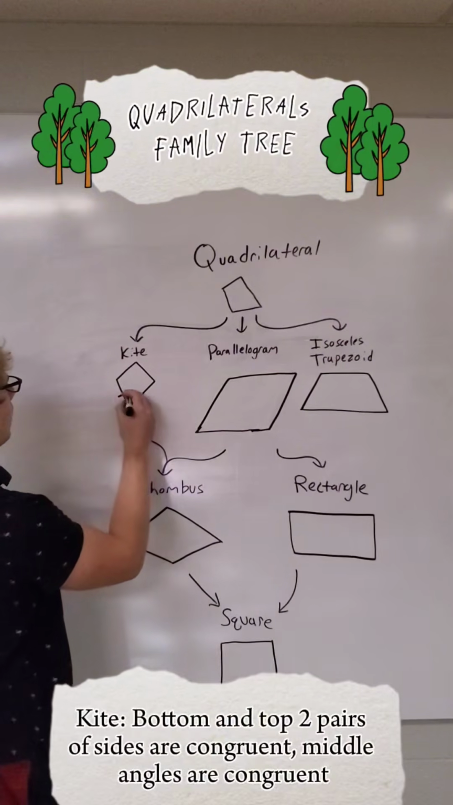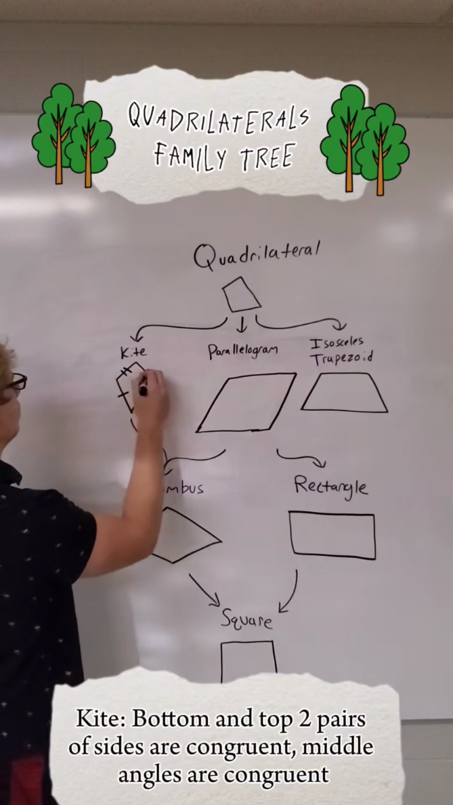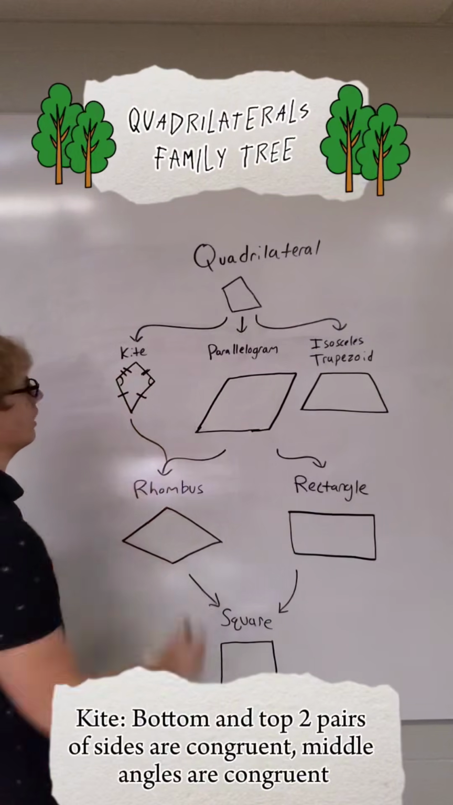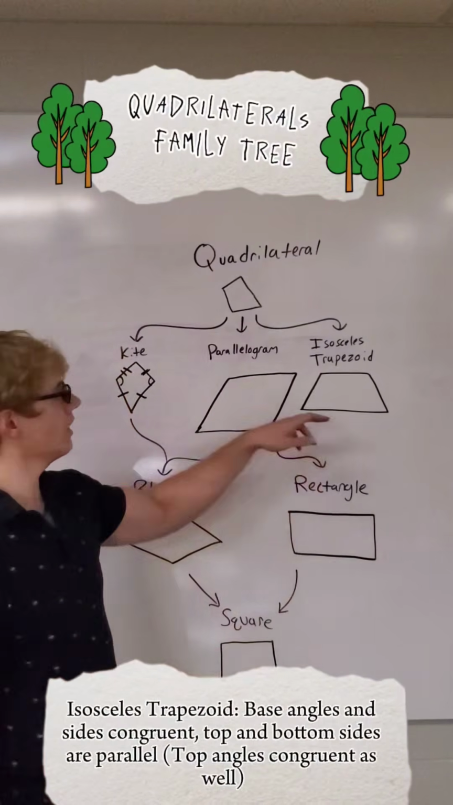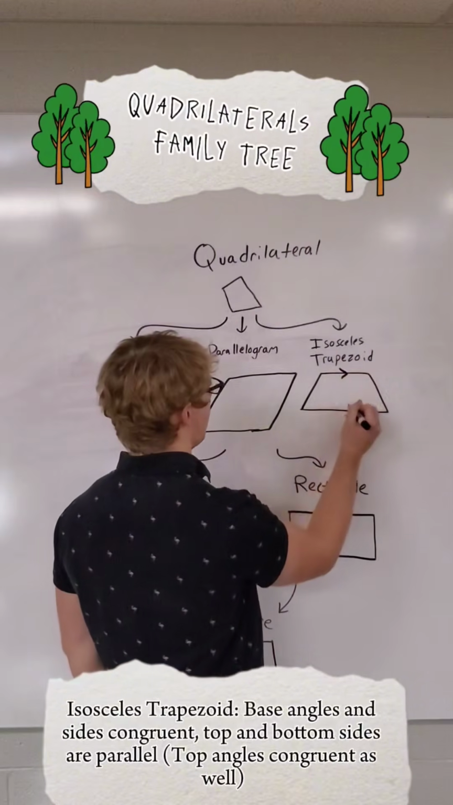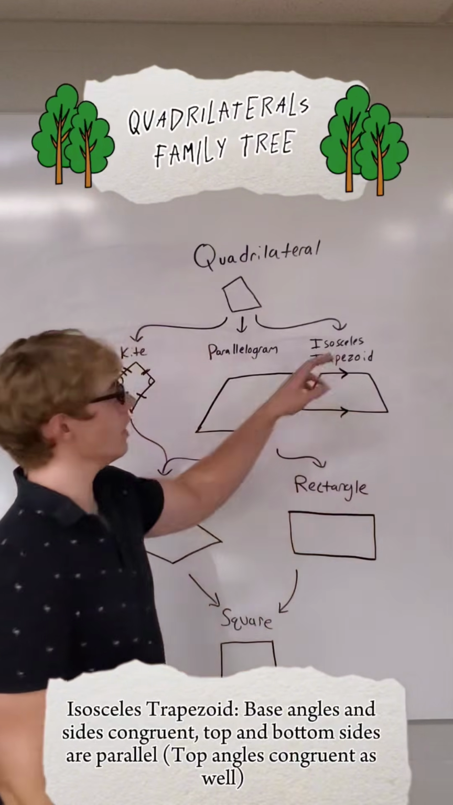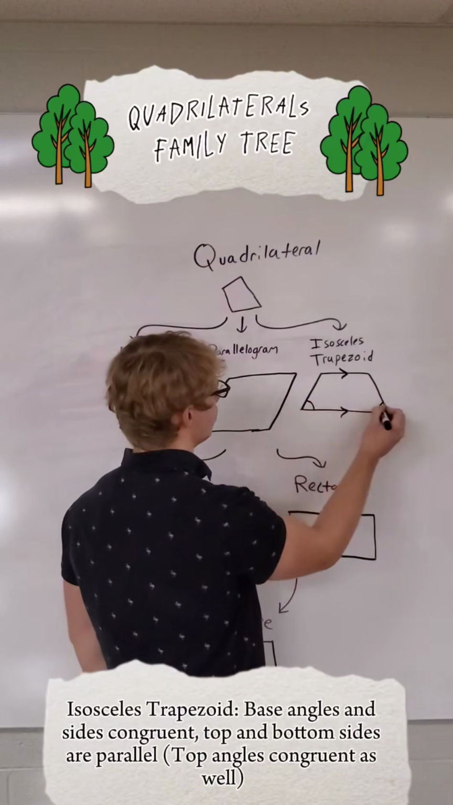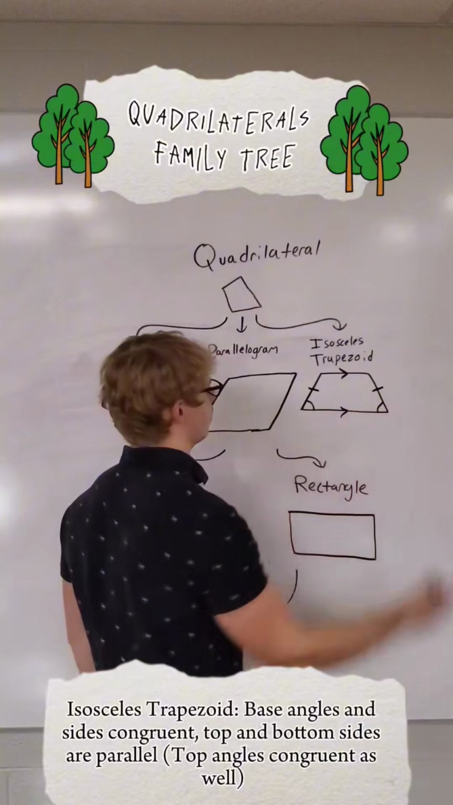For a kite, the bottom 2 sides and the top 2 sides are congruent, and then the angles across from the sides, encased with those markings, are congruent as well. Then for an isosceles trapezoid, we know that the top and bottom are going to be parallel, and then look at that isosceles part. If it's isosceles, we know that the base angles are going to be congruent, as well as the sides across from them.